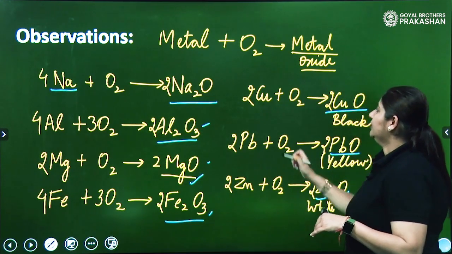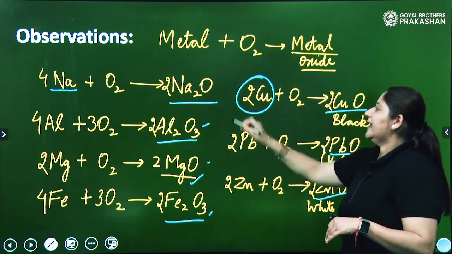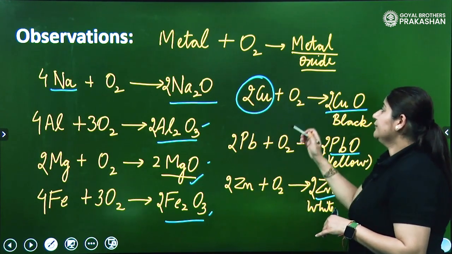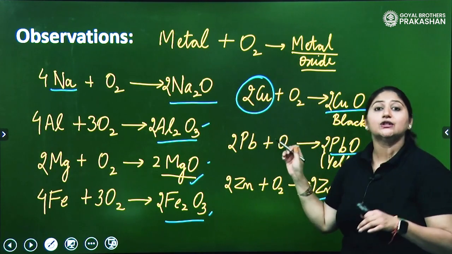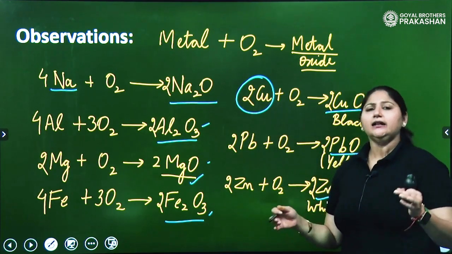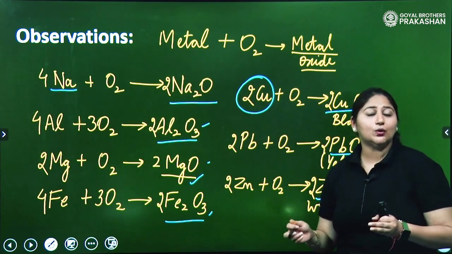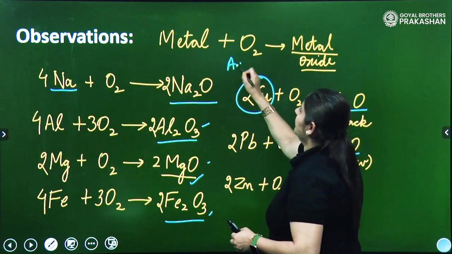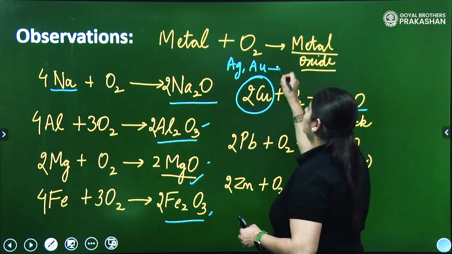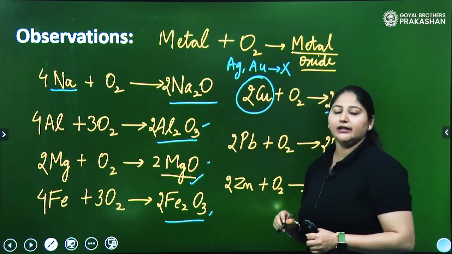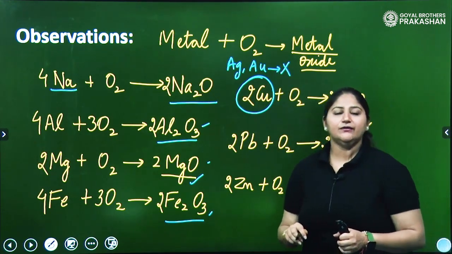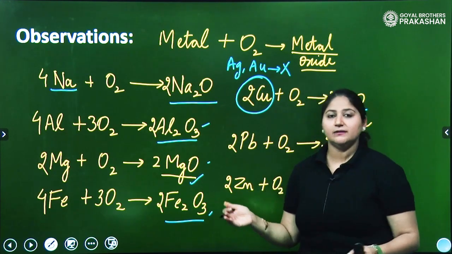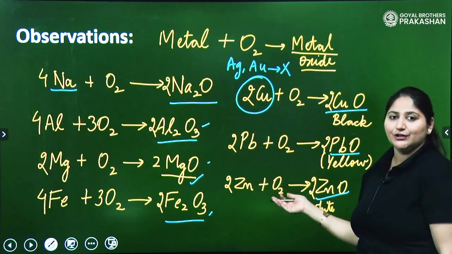Then the lesser reactive metals will react slowly with oxygen. And what about silver and gold? Do silver and gold react? No. Silver and gold do not react with oxygen at all. So that's why we can say that the reactivity series can be verified by burning with oxygen.